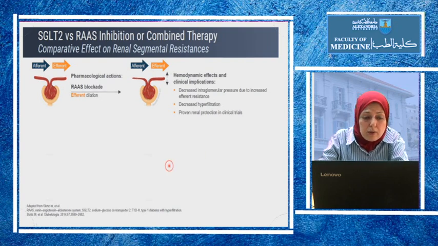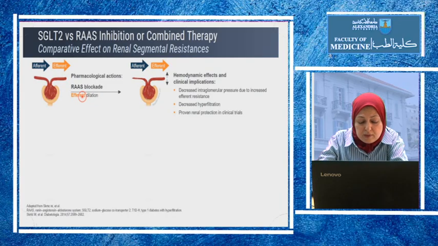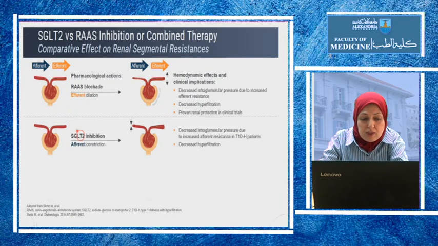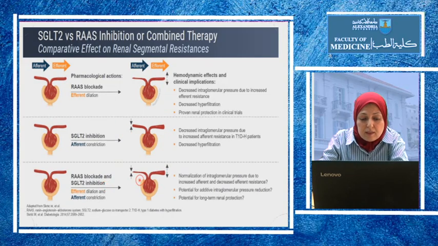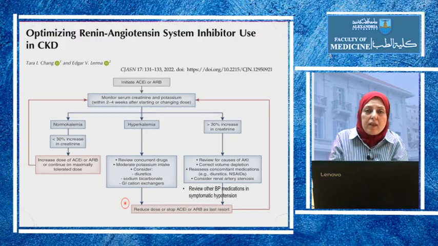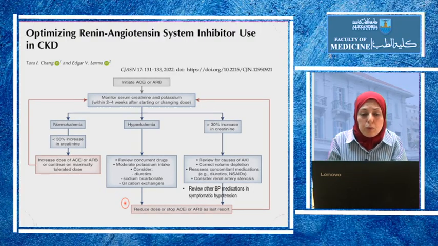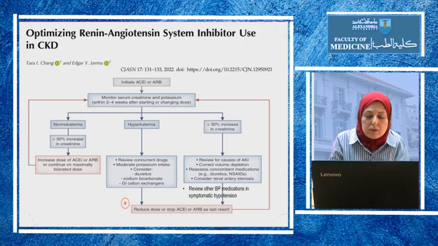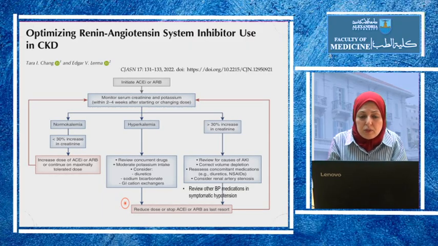So how does RAS blockade reduce the intraglomerular pressure? By efferent vasodilatation, while SGLT2 inhibitors cause afferent vasoconstriction. So together they decrease more effectively the blood pressure inside the kidneys. But they have their pitfalls and they have their side effects that should be monitored closely. So whenever we initiate or increase the dose of ACE inhibitors or ARBs, we should monitor serum creatinine and potassium 2 to 4 weeks after starting or changing the dose.